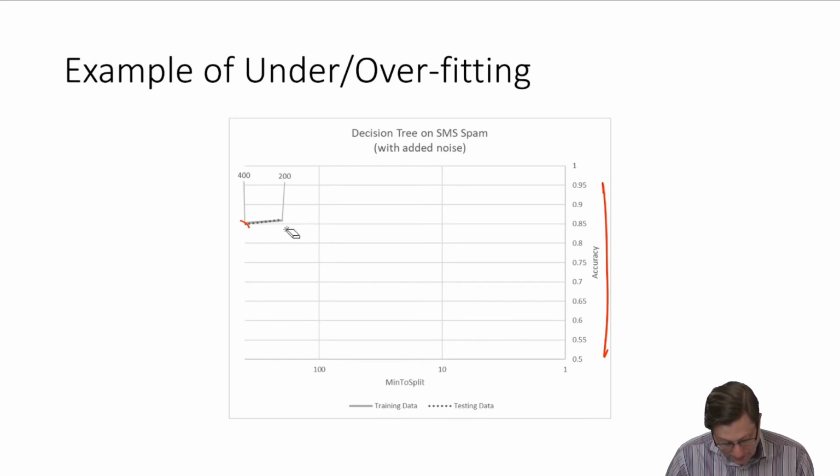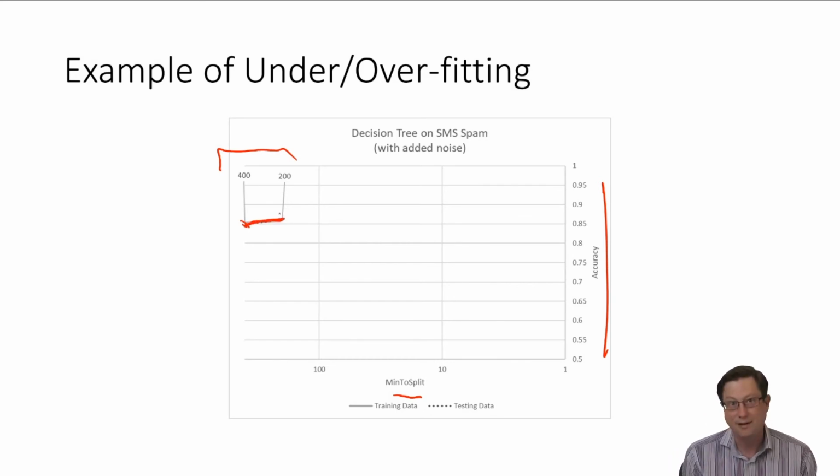And so what you can see is that when you're using min to split in the range of 200 to 400 or something along those lines, the accuracy on the training data and the testing or validation data is very, very similar. And that means the amount of concept you're able to learn on the training data is translating very well to your estimate of your accuracy on your testing data. In some sense, it's a good sign, but you could see that going from 400 to 200, it seems that things are better.